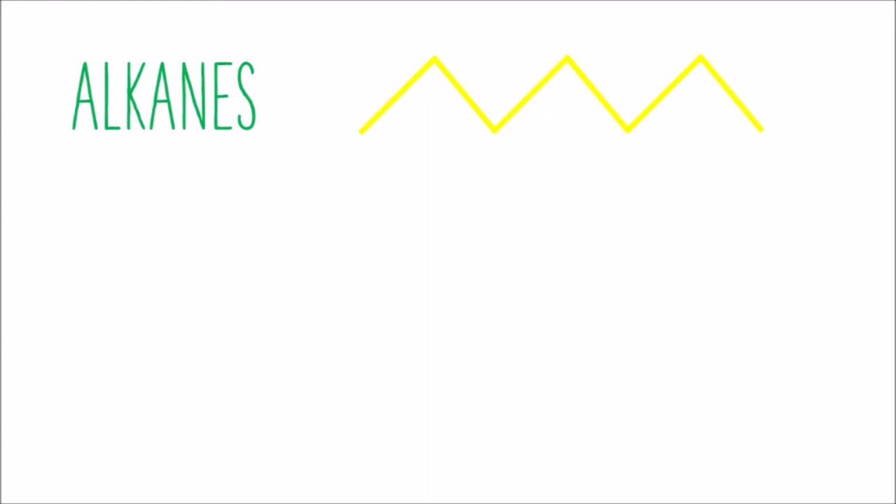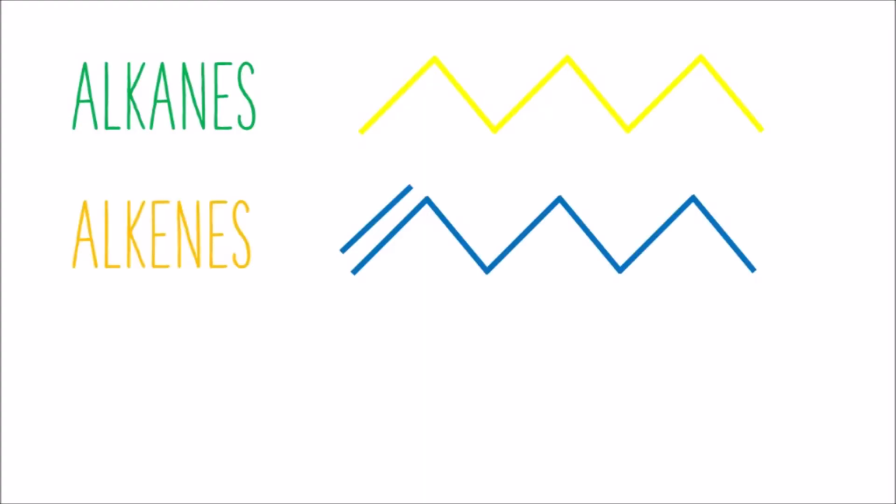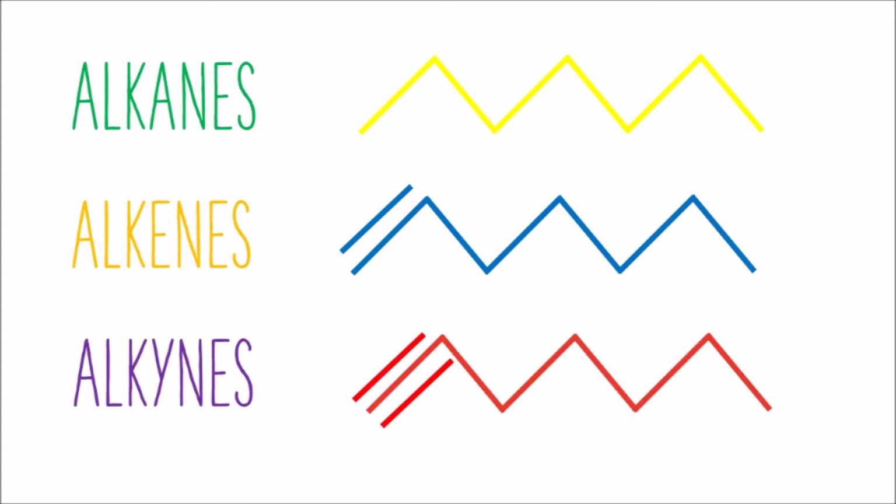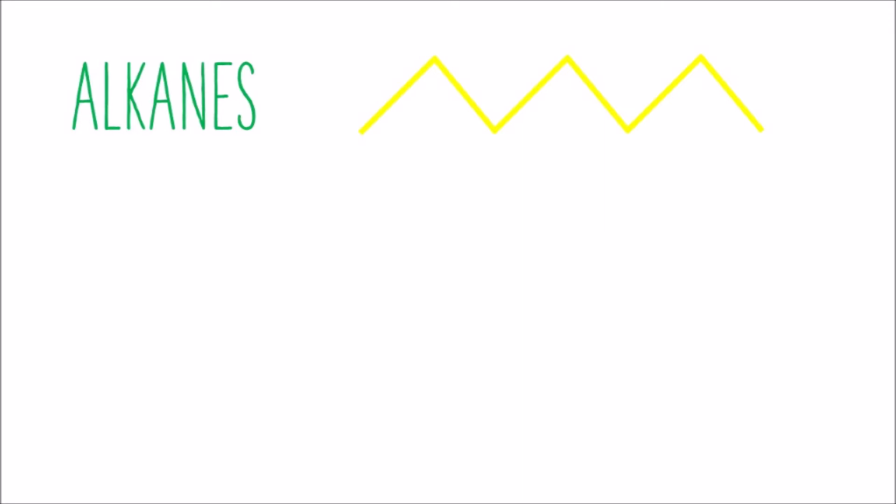We will start first with the straight chain hydrocarbons. We have learned that there are three types of hydrocarbons: alkanes with single bonds, alkenes with double bonds, and alkynes with triple bonds. Let's begin with chemical reactions involving alkanes.